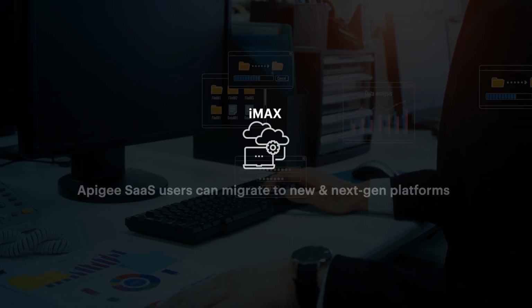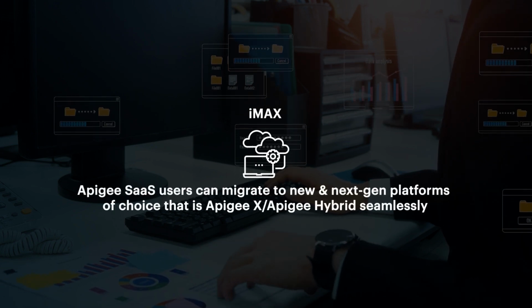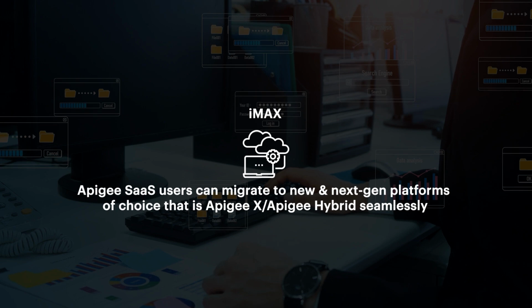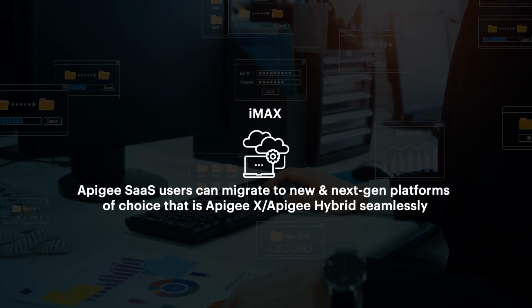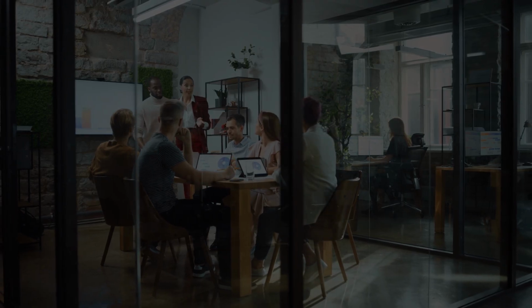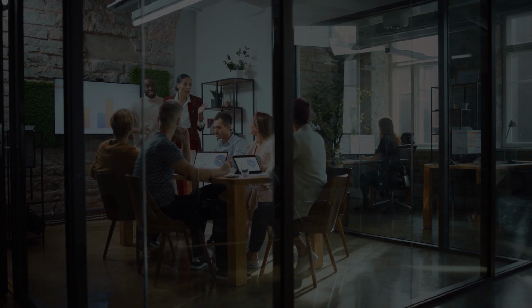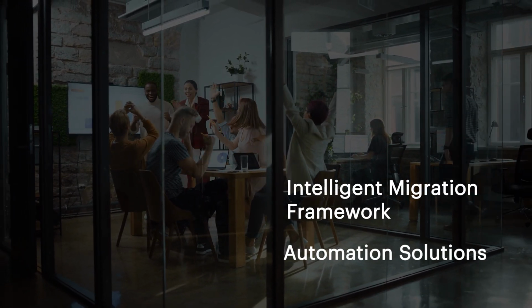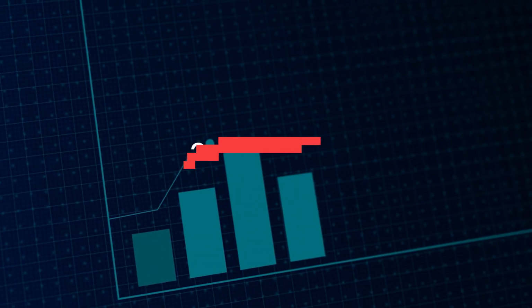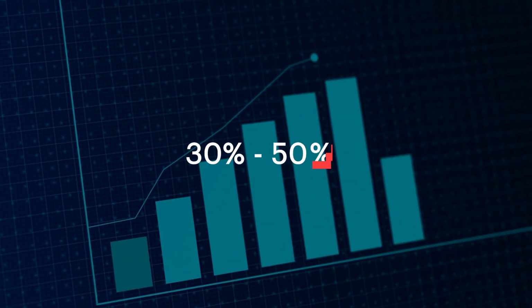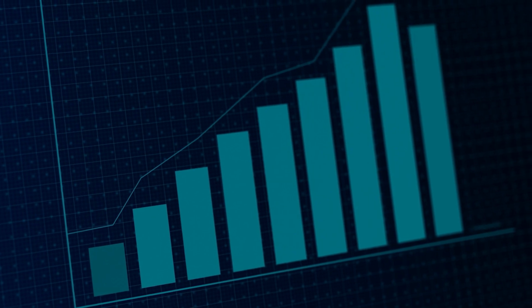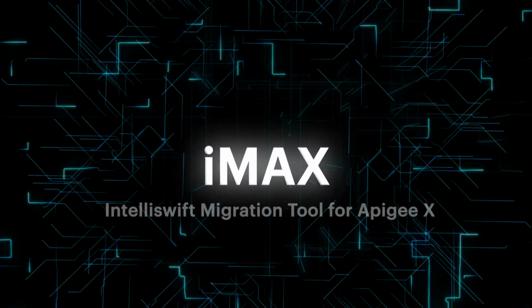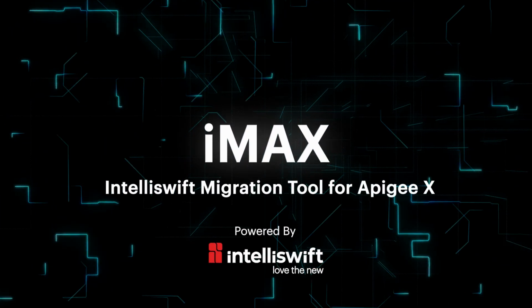With iMAX, Apigee SaaS users can migrate to new and next-gen platforms of choice, that is Apigee X, Apigee Hybrid seamlessly. iMAX allows businesses to overcome difficulties by leveraging an intelligent migration framework and automation solutions to fast-track their migration journey and save up to 30 to 50% on overall migration efforts. iMAX, Intelliswift migration tool for Apigee X.